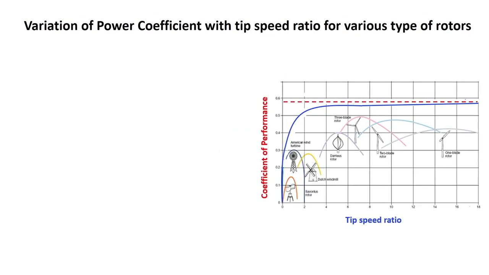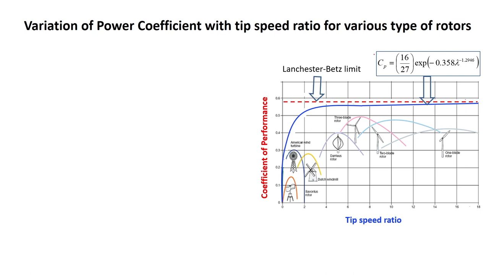Also, we can see the variation of power coefficient with tip speed ratio for various types of rotors. You can see here, this is the Lanchester-Betz limit, which is 0.59, indicated by the red dotted line, and the blue colored line is for the expression we have discussed now, and this holds good for all kinds of rotors. And you can see the comparison of all kinds of rotors. This is the single-bladed propeller type, double-bladed, triple-bladed propeller type, then Darrieus type, then Dutch machine, then American wind turbine, then Savonius rotor.